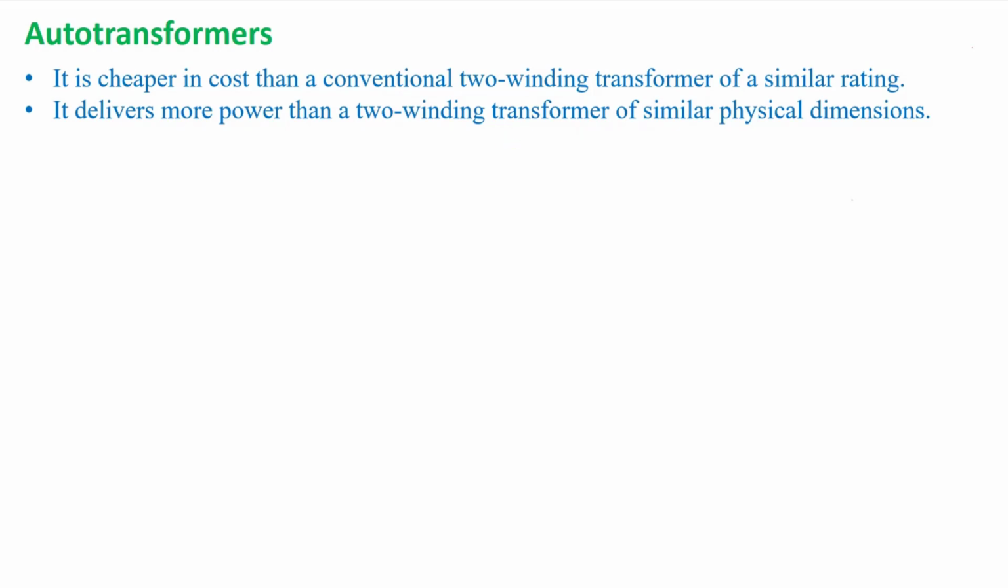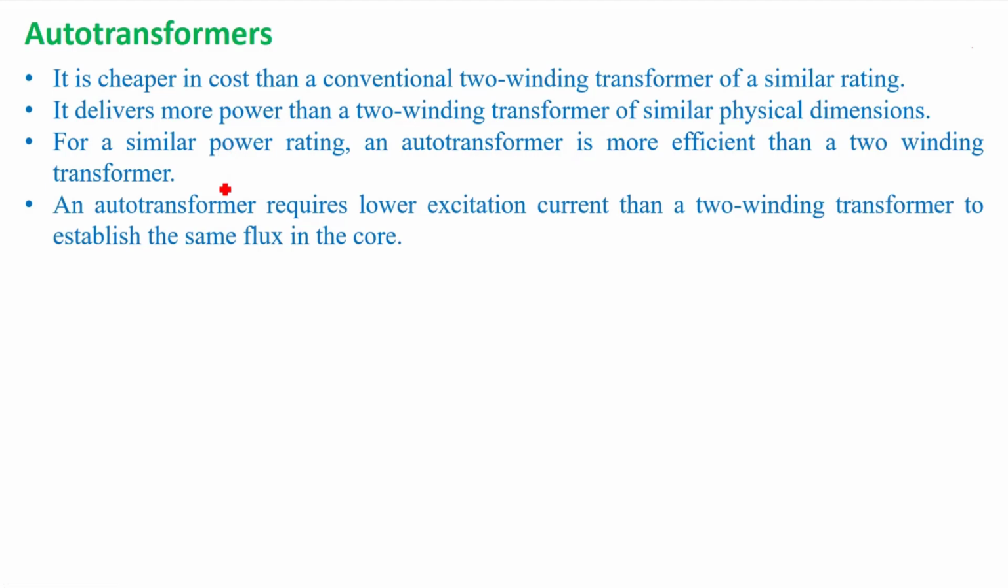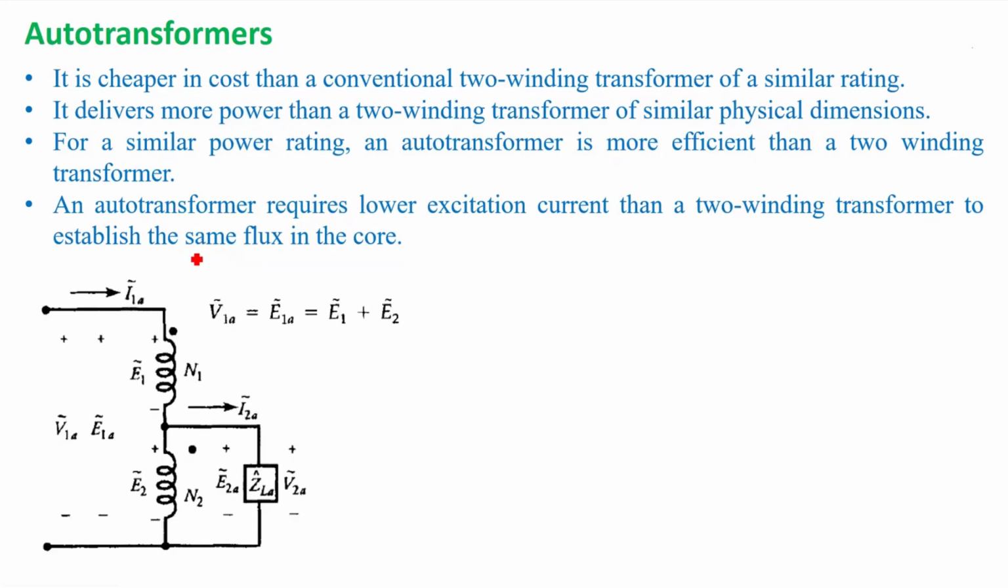So for a similar power rating, an auto transformer is more efficient than a two winding transformer. An auto transformer requires lower excitation current than a two winding transformer to establish the same flux. So for the same flux, the auto transformer requires very little current. You can see here this is an ideal auto transformer.